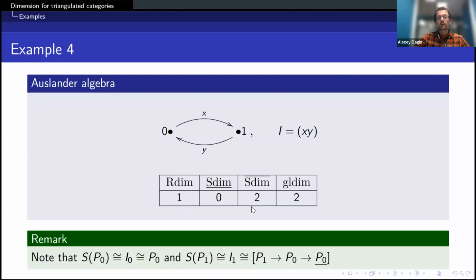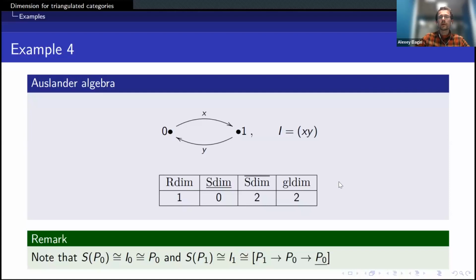It comes from the computations saying that the Serre functor sends indecomposable projective P0 to itself and indecomposable projective P1 to a complex of length 2, where we have P1, P0, and P0. So applying this once again, we get a complex of length 4, etc. So the left end of this complex does not move, and lower Serre dimension is 0, while the left-hand side of this complex moves with speed 2, and upper Serre dimension is 2, as well as the global dimension of this algebra.